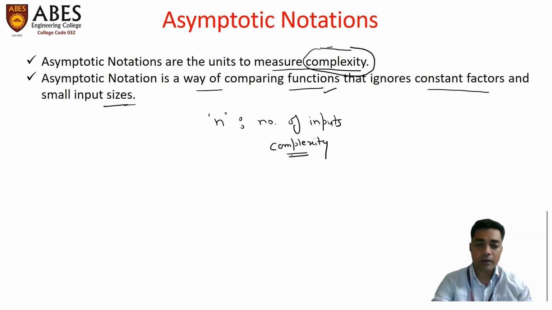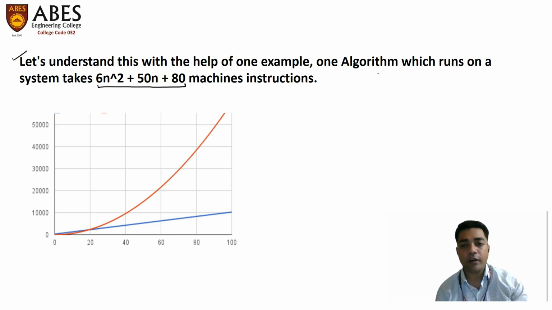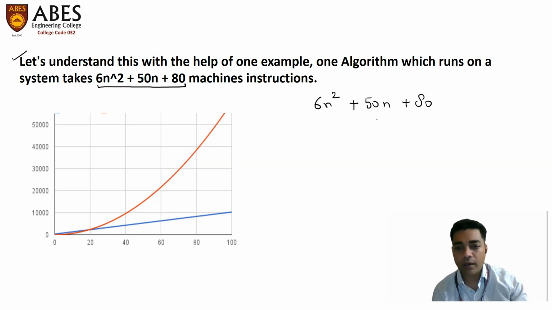Before going into the types of asymptotic notation, I have used this example. Let me read this out. Let's understand this with the help of an example. One algorithm which runs on a system takes these many machine instructions. How many instructions is it taking? 6n square plus 50n plus 80.